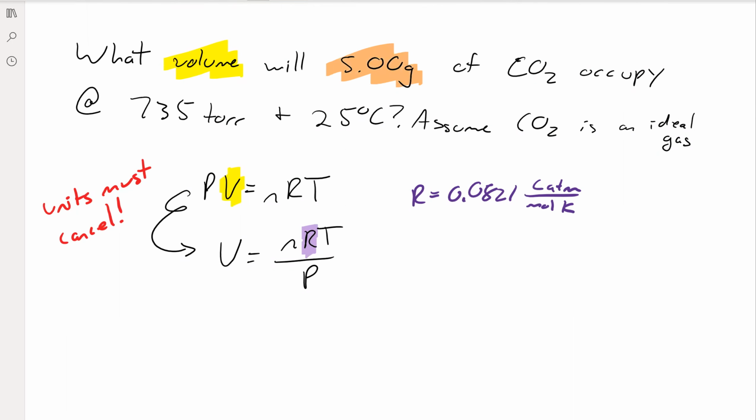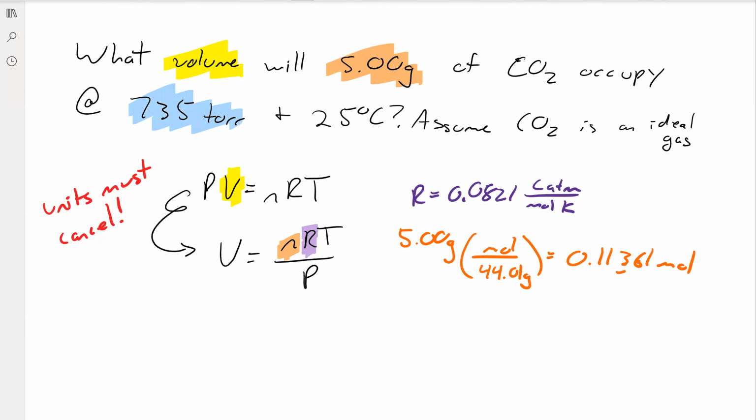First, we've got 5 grams. That's our amount, but we need to convert that to moles. How do we go from grams to moles? Hopefully, we know that by now. We use the molar mass. The molar mass of CO2 is 44.01 grams per mole. That's equal to 0.11361 moles, where 3 is the uncertain digit.